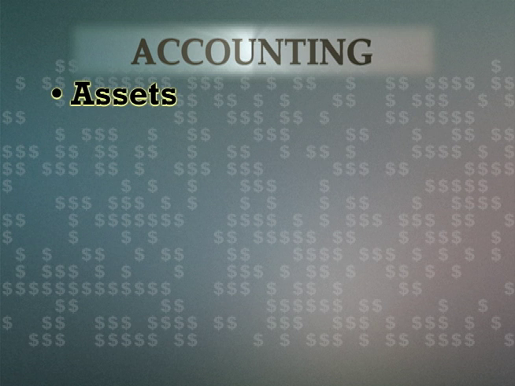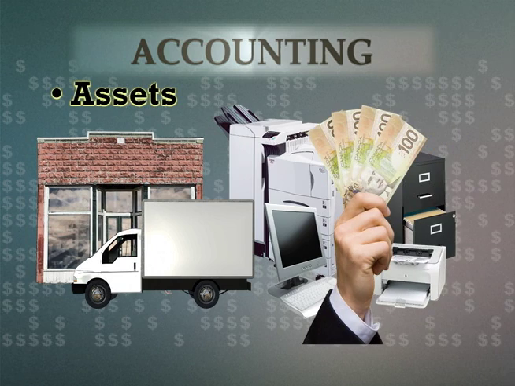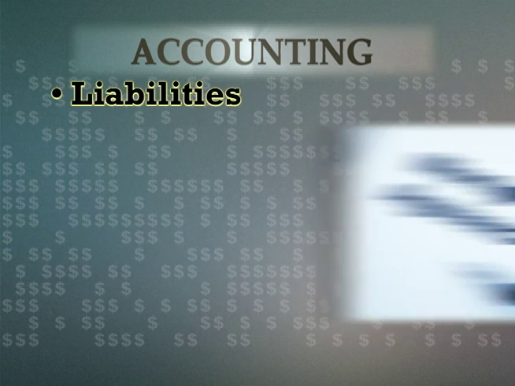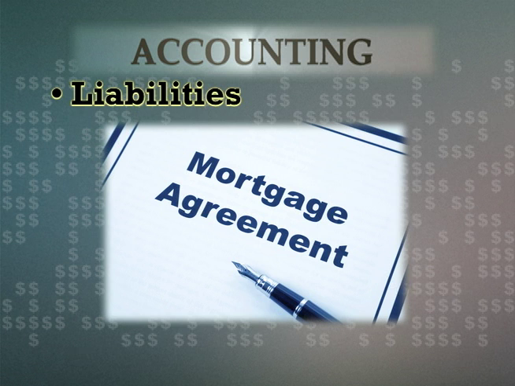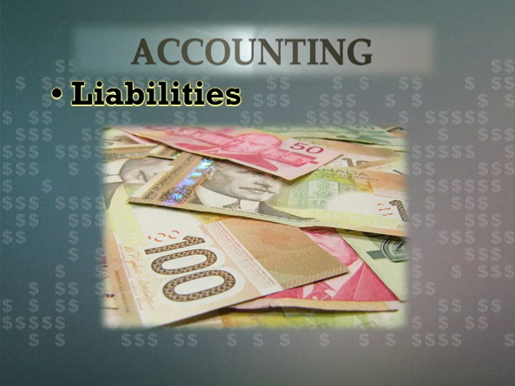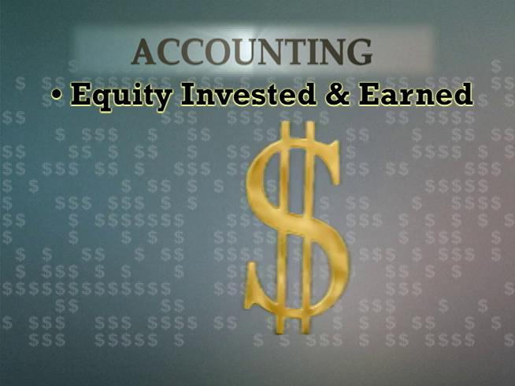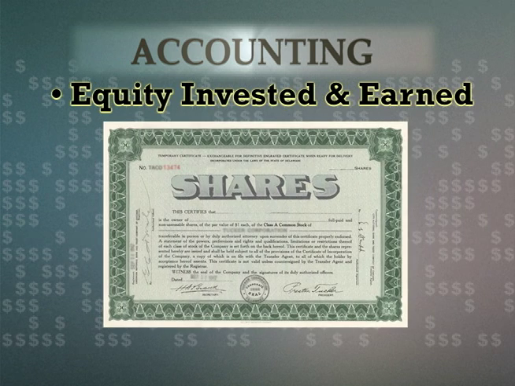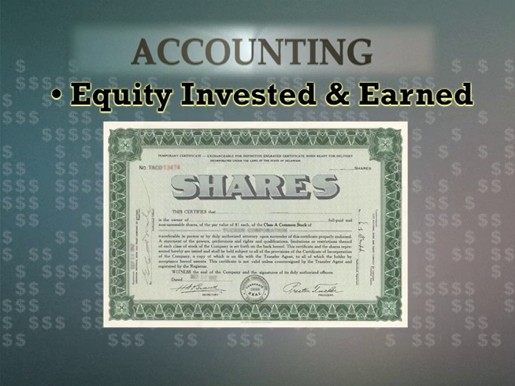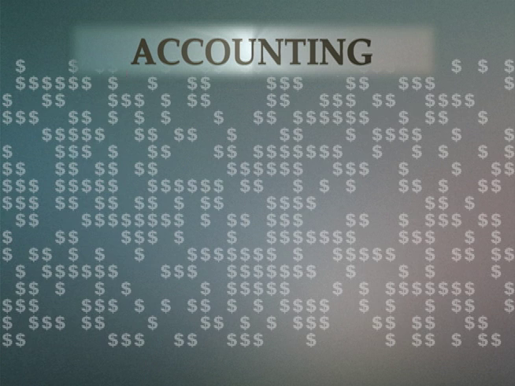Assets are things that are owned, like property, vehicles, equipment, and cash. Liabilities are obligations, things owed to other people that you'll pay at some future date with cash or services. Equity is what you owe to yourself, the business owner. It could be an investment or claim to past earnings. Revenue and expenses, gains and losses are pretty much what you'd expect.